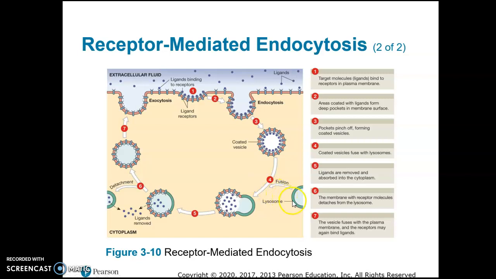The 4th step would be a lysosome would come in and fuse with that vesicle and release digestive enzymes, which would help to break down the ligands, in this case the cholesterol. And then the vesicle would move back up to the plasma membrane and fuse with it. And so the plasma membrane doesn't get smaller, it just stays the same size, because as a vesicle pinches off, another one comes in and fuses back with it.